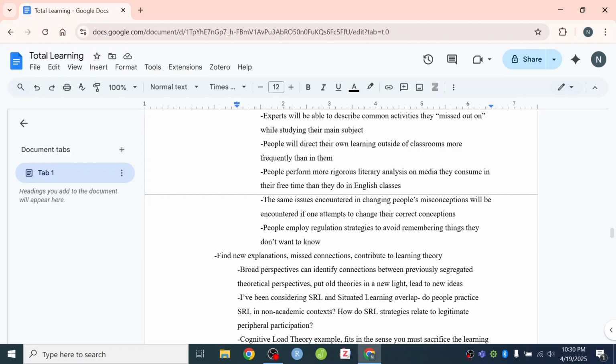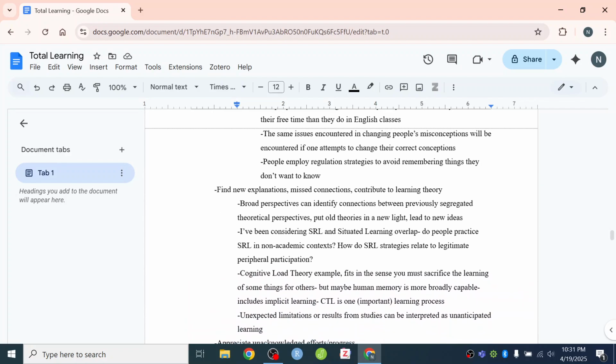I've personally been considering the overlap between the self-regulated learning framework, which is a way of thinking about metacognition and learning behaviors, and situated learning, which is a different line of research. Do people practice self-regulated learning in non-academic contexts? How do self-regulated learning strategies relate to legitimate peripheral participation? These are the kinds of things which, when you adopt a broad framework of learning, you can start to put these Lego pieces together. Try to, anyway.